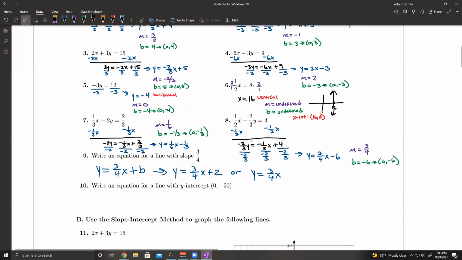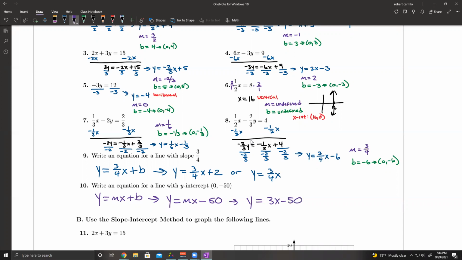Then 10 says, write an equation for a line with the y-intercept of -50. So we once again take our equation, y equals mx plus b. And if they're giving us -50 as a y-intercept, does that go in for m or for b? B. So you get y equals mx minus 50. Now have fun with it. Somebody choose a random number for m. 3. Y equals 3x minus 50.